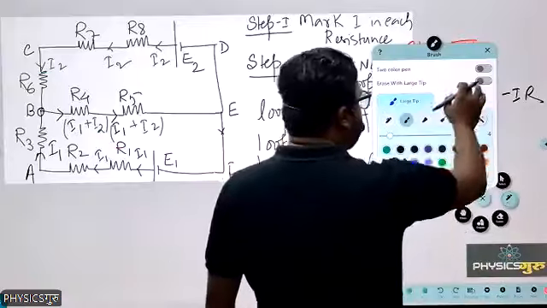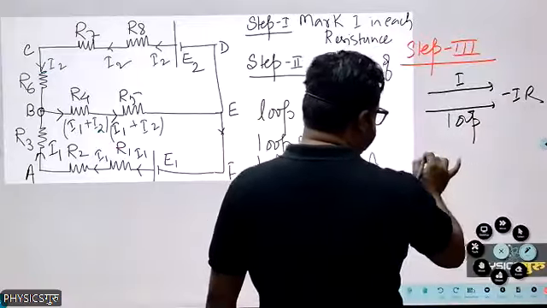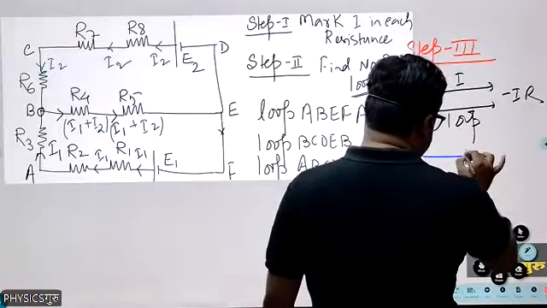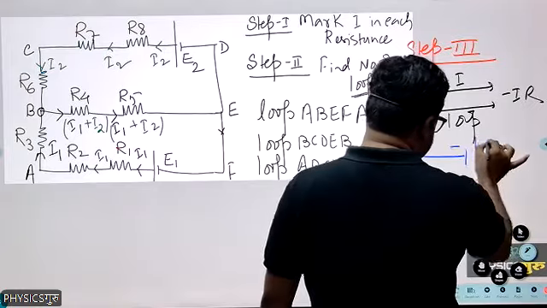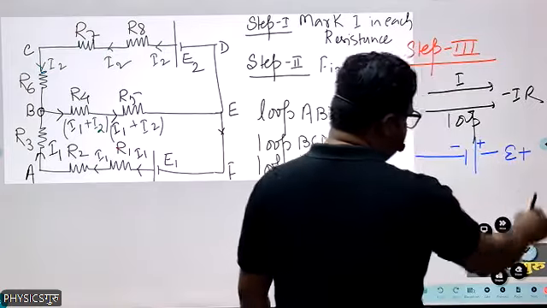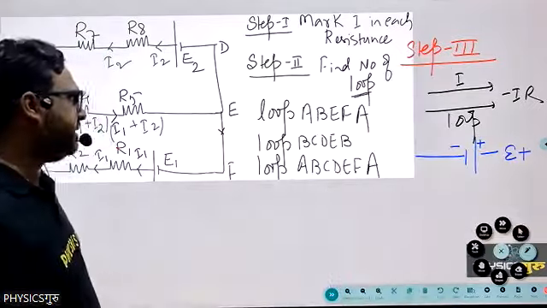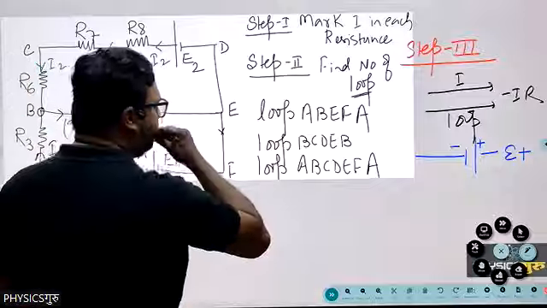Second rule: if you are moving and you receive the negative terminal of the battery first, then EMF is positive. These are the two tricks basically that we have to remember.